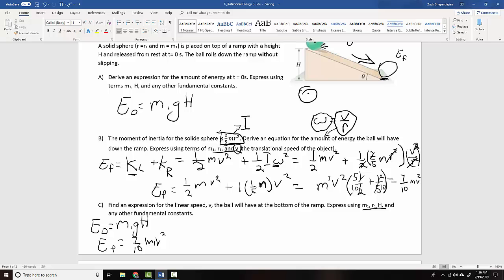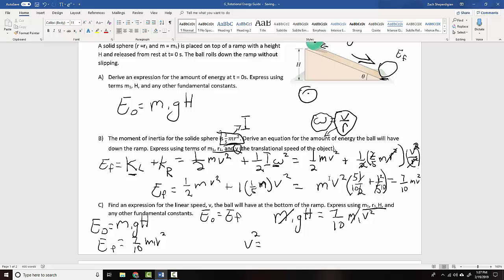If I set those equal together, because of the conservation of energy, energy before equals energy after, then I know that M1GH is equal to 7/10 M1V squared. So now I just need to solve for V. I'm going to get V by itself. Basically, I'm going to multiply by 10/7 and divide by M1. I know the masses cancel.